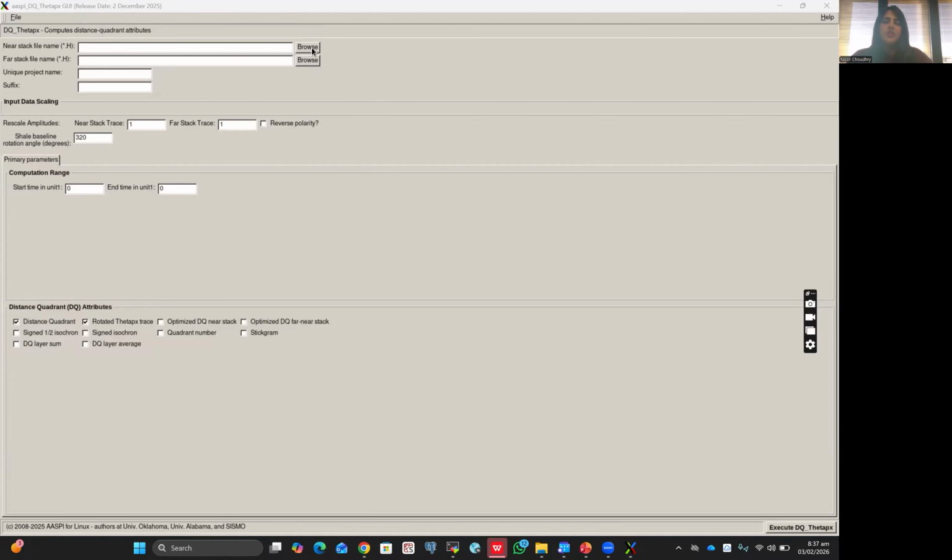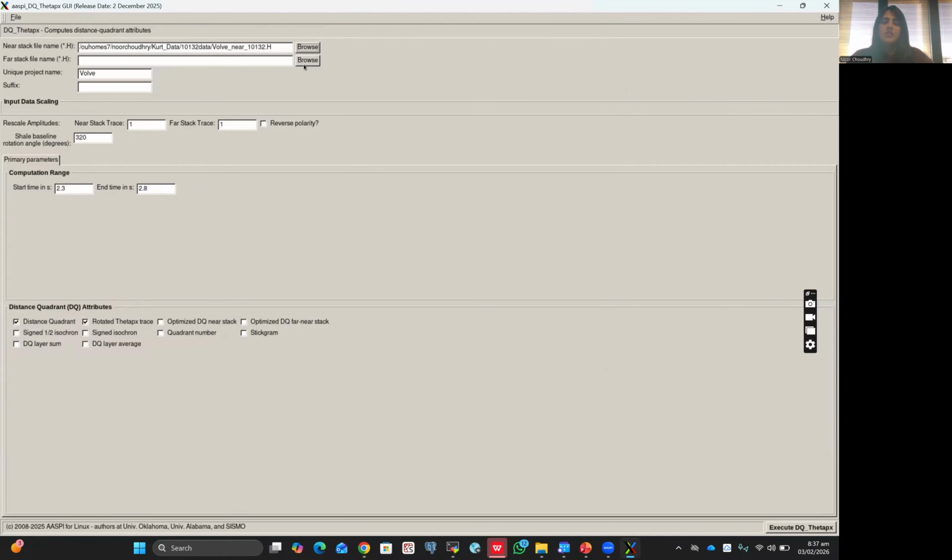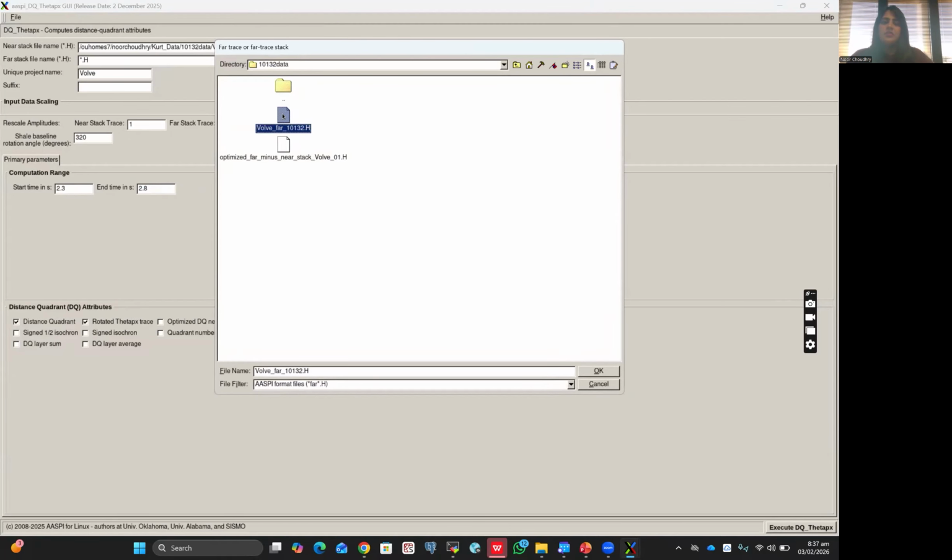What you do is you click on browse and you select your near data. You can also browse and click on your far data. If your near data doesn't have "far" on it, because I filtered for "far" since it's easier to look when you have a lot of data, but if it doesn't have it, you just click on all files.